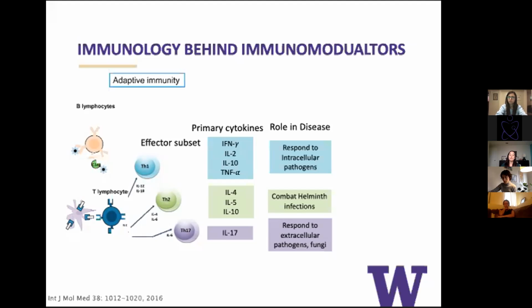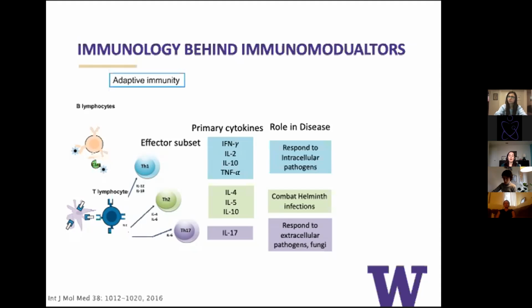pathogens. Th2 type T cells are associated with response to helminth infections, and Th17, which are my personal favorite, are one of the more recently identified T helper subsets. They are crucial for response to extracellular pathogens, such as extracellular bacteria like Pseudomonas, as well as other ones that are associated with the pulmonary or gut mucosa. And Th17 type T cells also are important in the response to fungi.